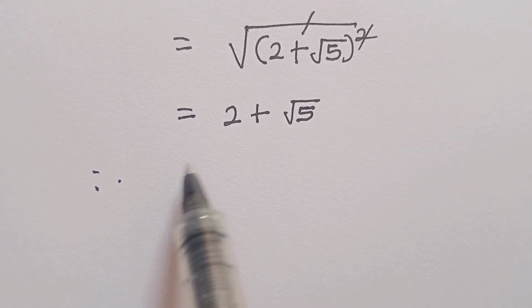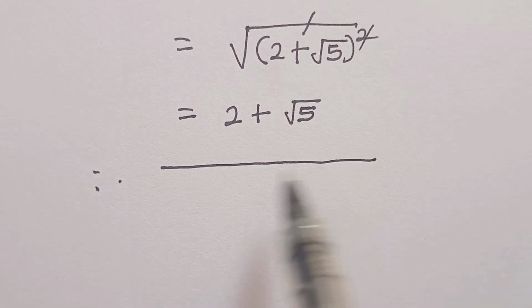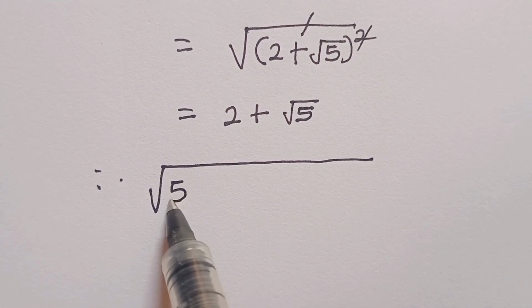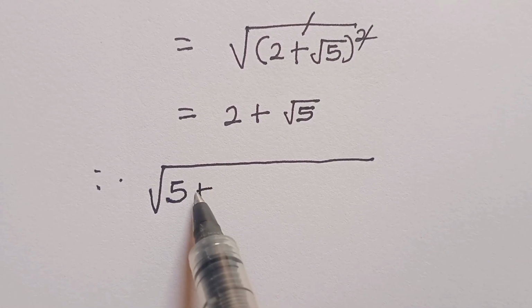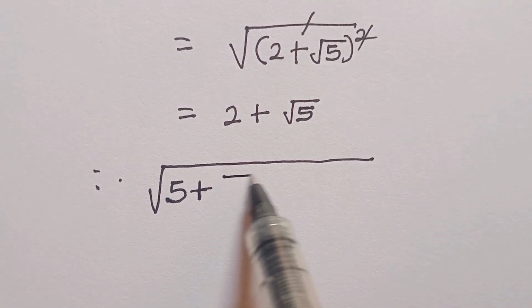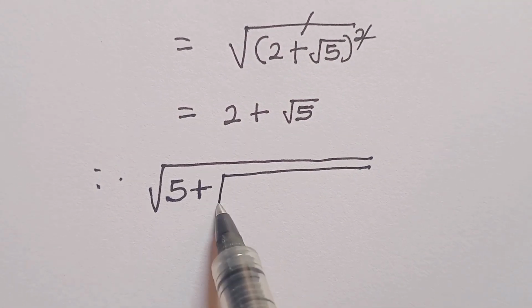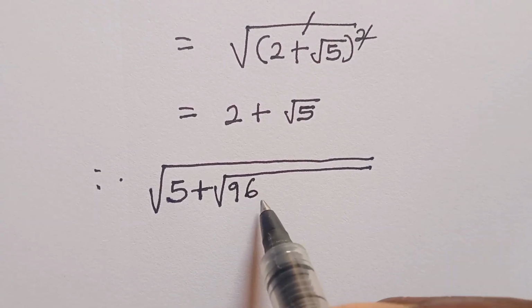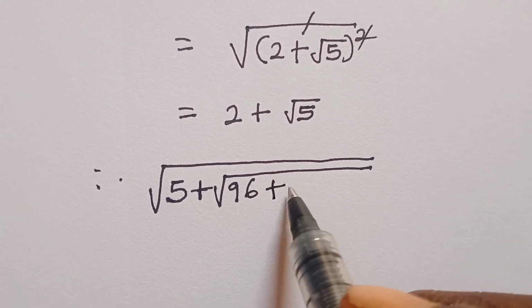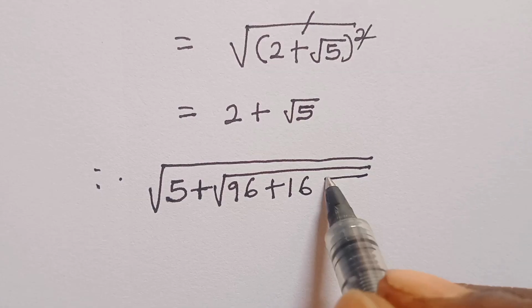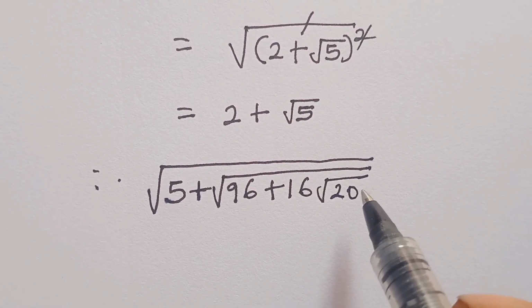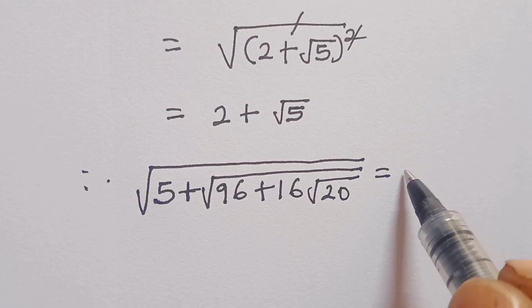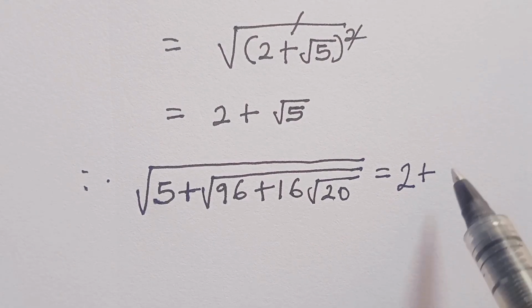Therefore, from our question, this long square root of 5 plus square root of 96, plus 16 square root of 20, everything has now been simplified to 2 plus square root of 5.